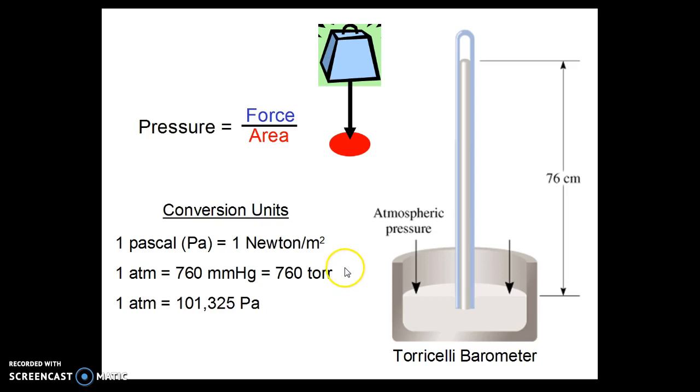1 atmosphere, more modern way of measuring it, is 101,325 pascals using the SI units. And of course, we use the kilopascal typically when we are measuring with digital pressure gauges. So 1 atmosphere is 101.3 kilopascals.